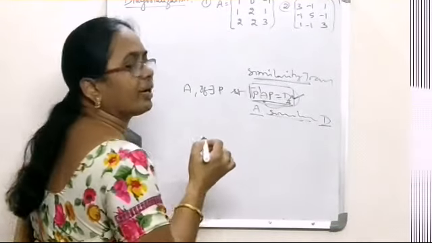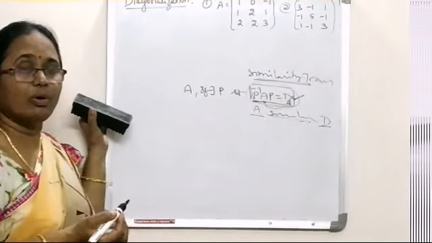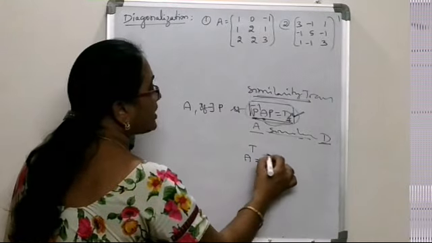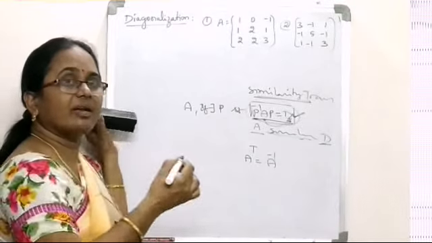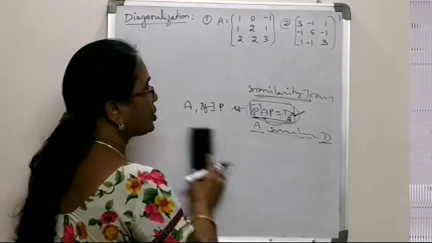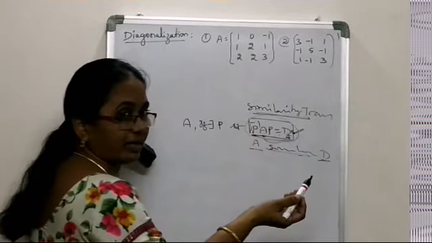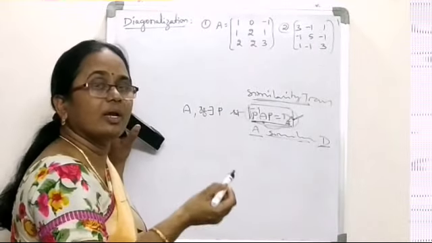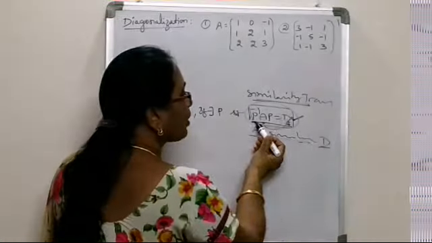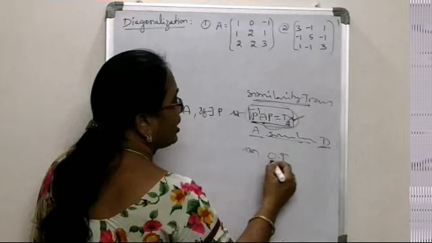Suppose in this similarity transformation the matrix P is an orthogonal matrix. As you all know, if the transpose of a matrix is equal to its inverse, we say that the matrix is orthogonal. So if P is orthogonal, it satisfies P transpose equal to P inverse. Then we say that P is orthogonal and the similarity transformation is an orthogonal transformation.